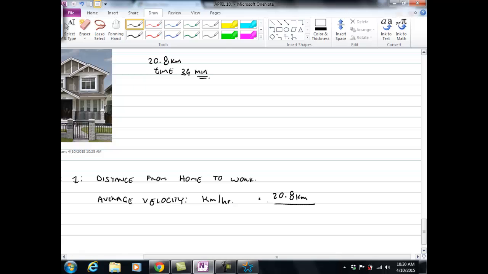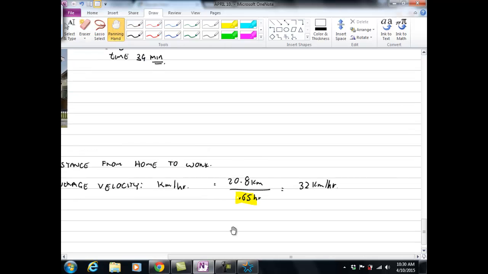Here comes the fun part. What goes on the bottom? 0.65? How do you get 0.65? Say 0.65 hours. Go ahead, punch it in, and what do you get? 32? 32 kilometers per hour. So in other words, I'm driving at 30.